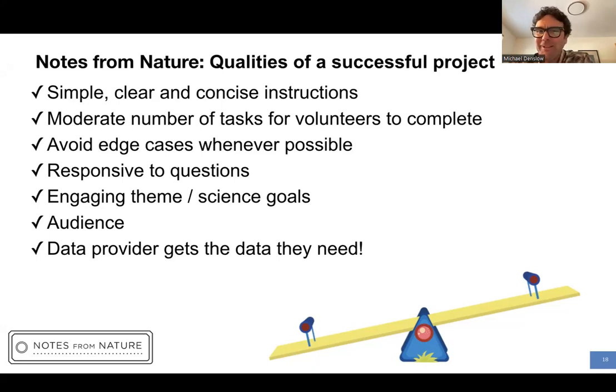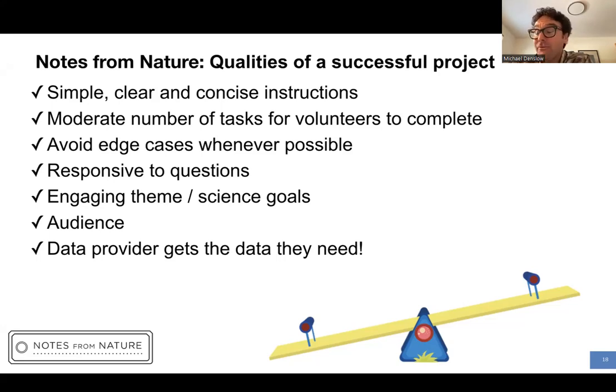Avoid edge cases. We love edge cases. We love, hey, there's this one stray pencil mark occasionally on this specimen and it means this. This is probably not the most effective way to capture something that's on less than 10% of your specimens. We can always try, but I like to focus on the things that are going to be most common. Be responsive to questions that volunteers post.